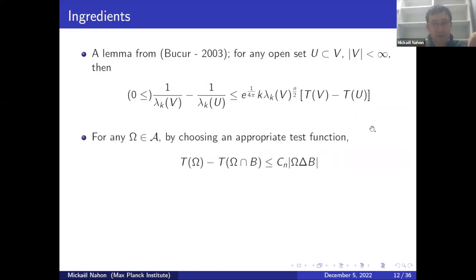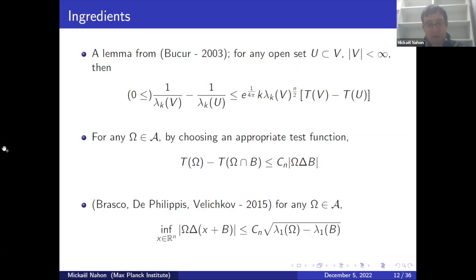The second lemma is that we want to understand what happens when you have a domain omega that is close to a ball, and you compare it with omega intersected with the ball. You want to say that the torsion of omega intersected with the ball is not too small. When the symmetric difference is small, the torsion does not change too much. This is basically done by choosing a good test function for this torsion here. We can say that this difference is bounded by the symmetric difference.